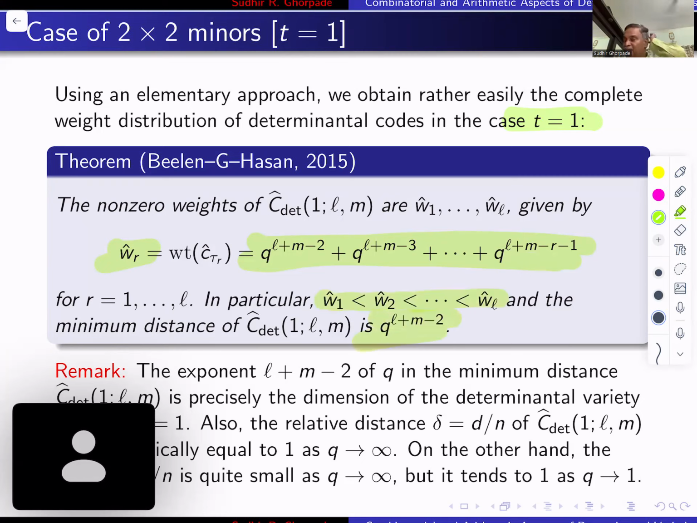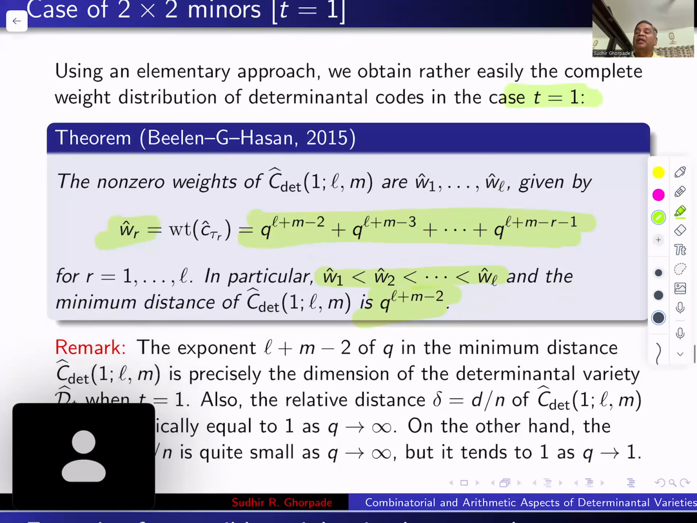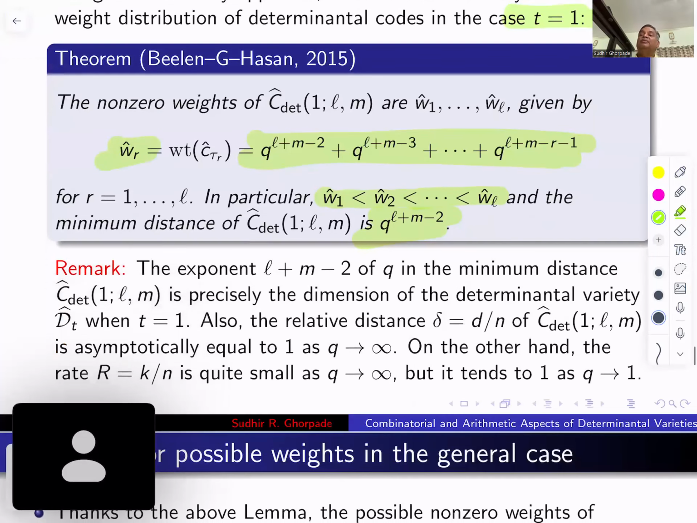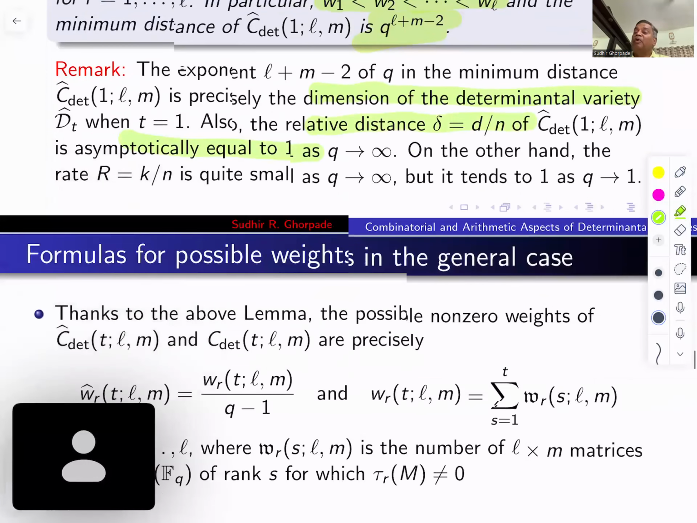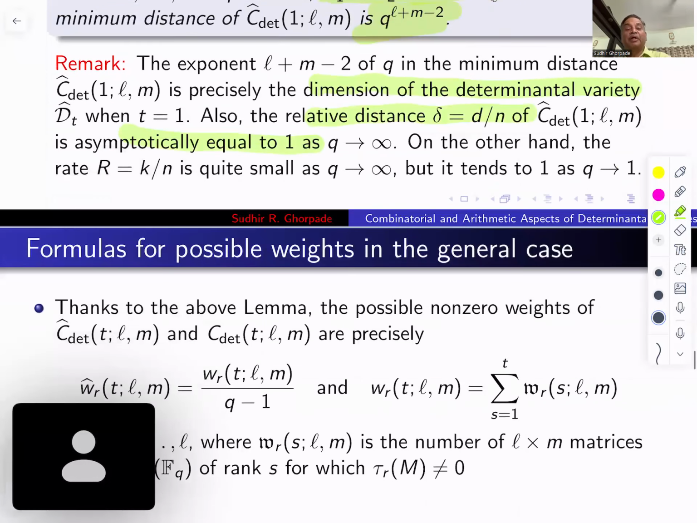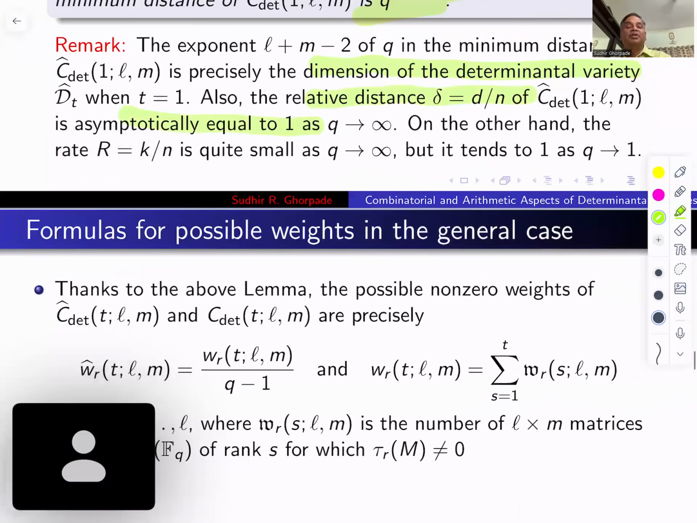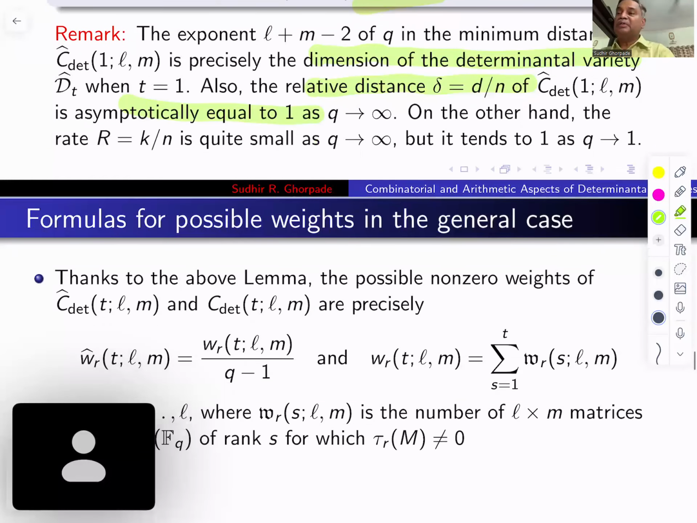If you remember the formula for the dimension, this L plus M minus 2 is exactly the dimension of the corresponding determinantal variety. I have said that here. And that is one thing which makes this code interesting, because it shows that the relative distance is asymptotically 1, although the rate is bad. But let me not say more about that. What about the general case? Let me come to that. So can I take another 5 minutes? Yeah, sure.